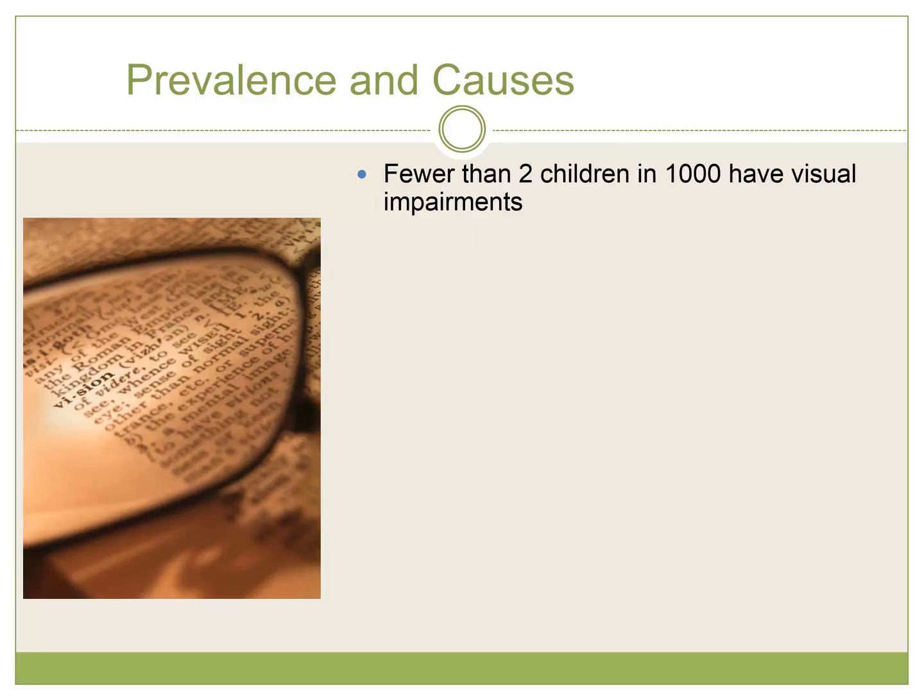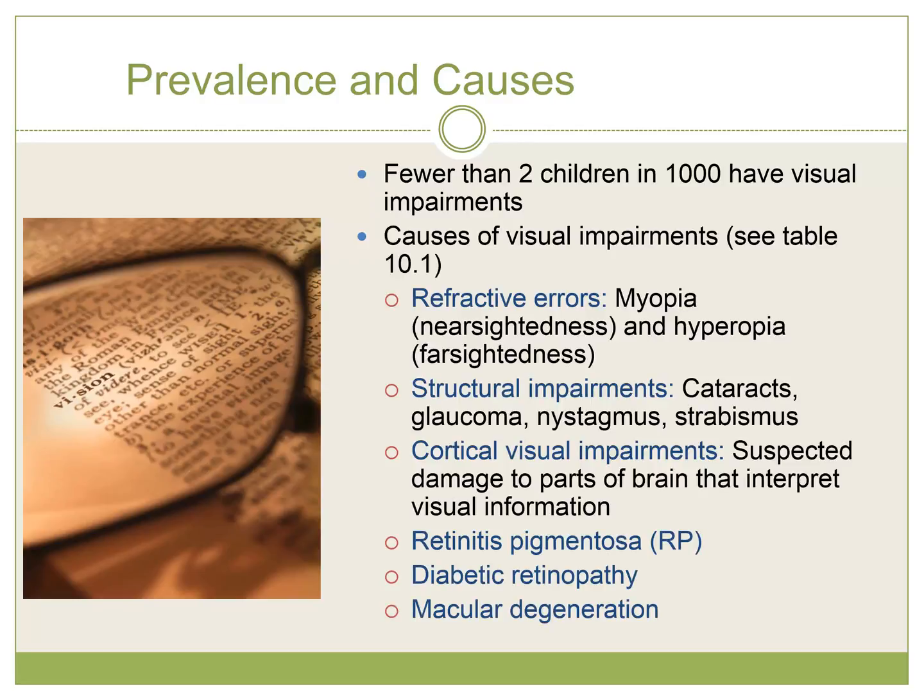There are many different causes of blindness. It's not very prevalent. Fewer than 2 in 1,000 have a visual impairment. There are many different kinds of visual impairments. I'm going to refer you to the table in your book, and I'm just going to outline a few of these here on the slide. You could have things like nearsightedness and farsightedness to a large extent that would cause a significant visual impairment. Or perhaps you have some structural impairments. Many of you might know someone that has cataracts or glaucoma.